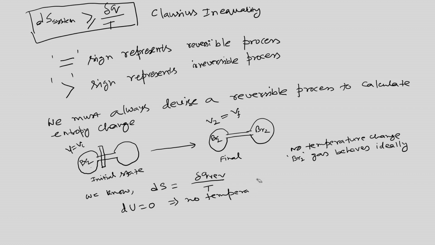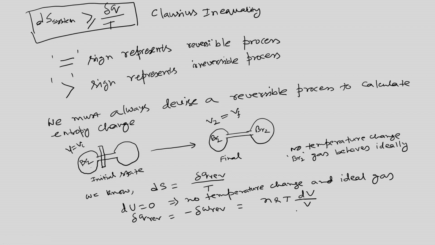As well as ideal gas condition. And ideal gas condition. Okay, so in that case, del q reversible we can write as nothing but minus del w reversible, right? And we can write this as nothing but nRT dV by V, that we discussed before.